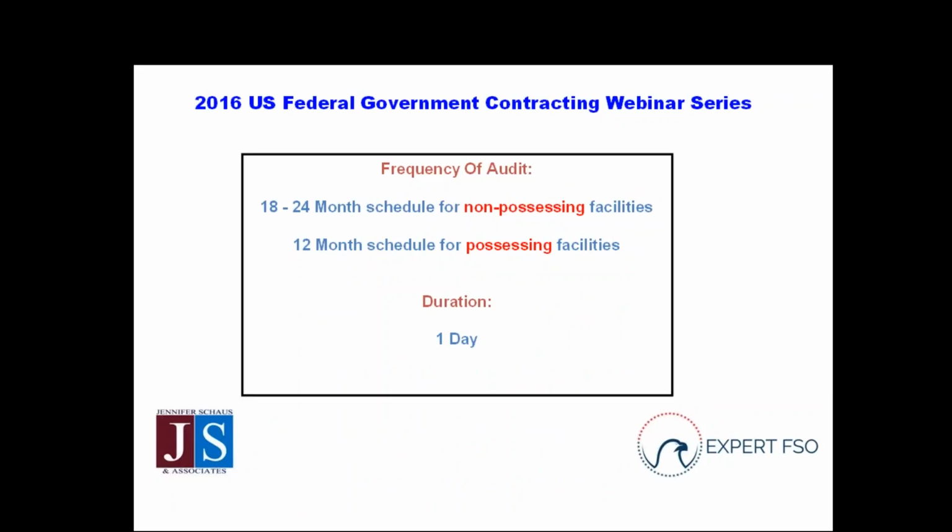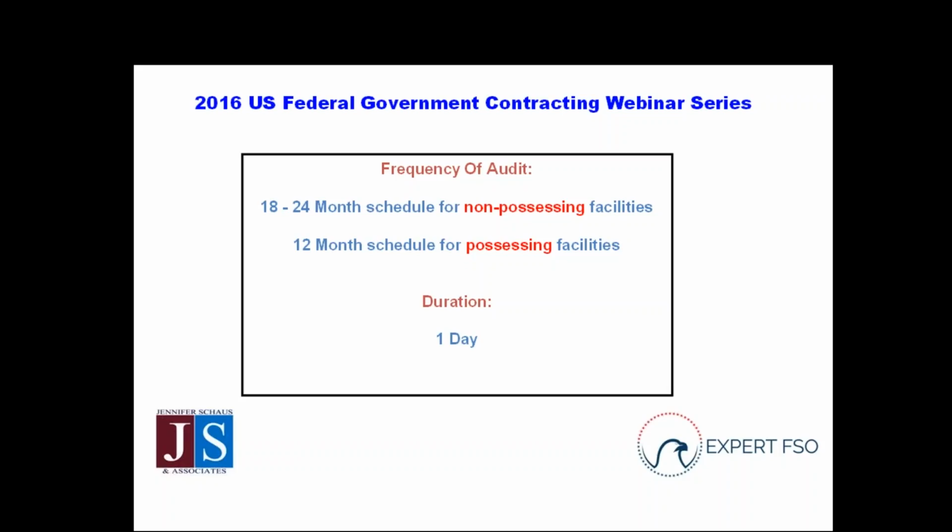So going back to the audits, there are two types of facilities: a non-possessing facility and a possessing facility. If you're a non-possessing facility, that means you do not have any classified information at your workplace. There's no classified information whatsoever. Any access to classified information will be done at the customer site, usually a government agency.